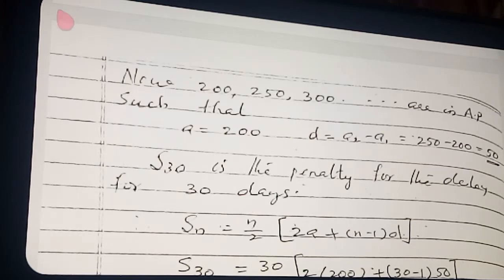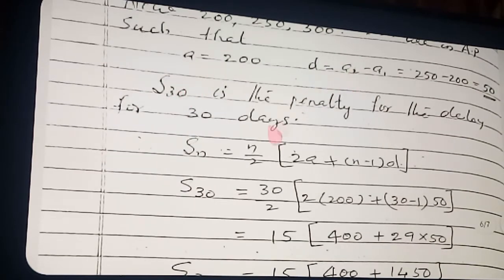Okay, not on the 30th day. If the question asked about the 30th day, you would find only a30. But the total penalty up to the 30th day is what he has to give. That is your question. So we will find S30. Therefore S30 is the penalty for the delay for 30 days. Okay students, clear now? Yes. a known, d known, n known, so apply and find out.